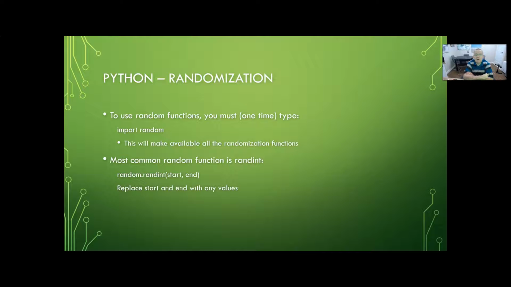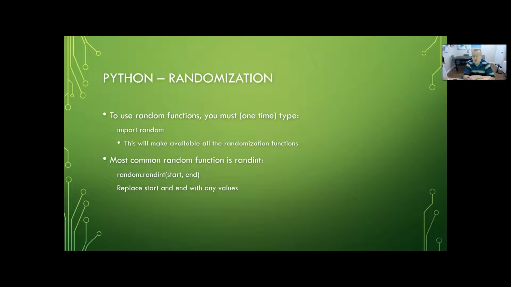But for today's purpose, in order to use any of the random functions, one time at the beginning of the program, you would type in import random. What that does is make available all of the random functions to your program. And then the most common function that you're going to find inside of that library is going to be the randint function.